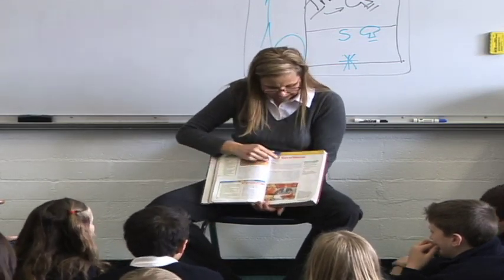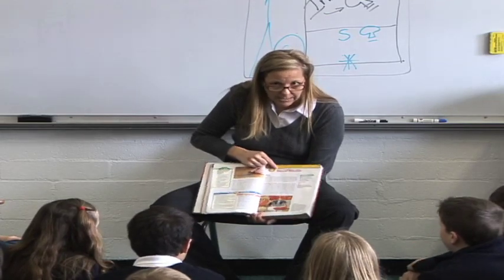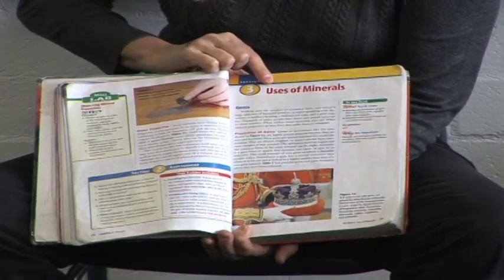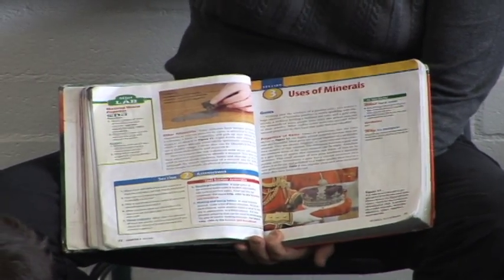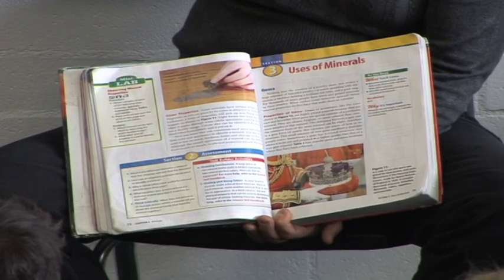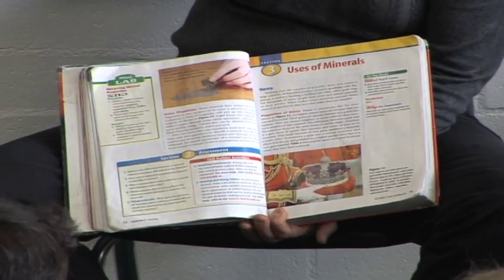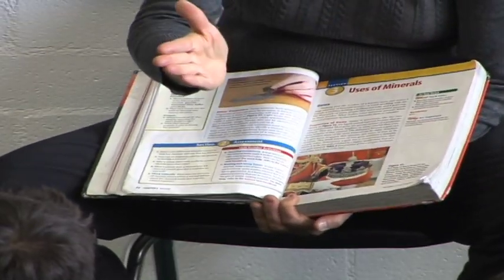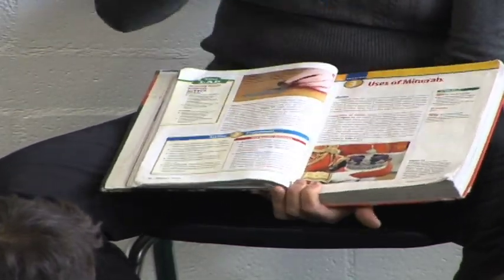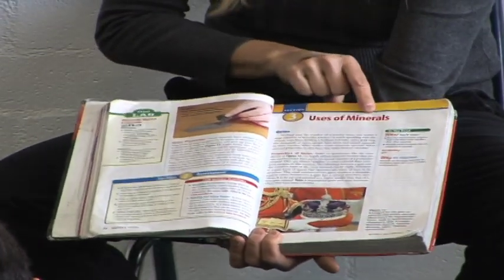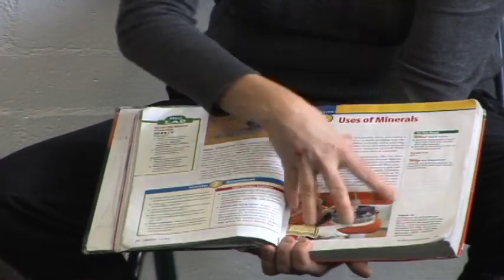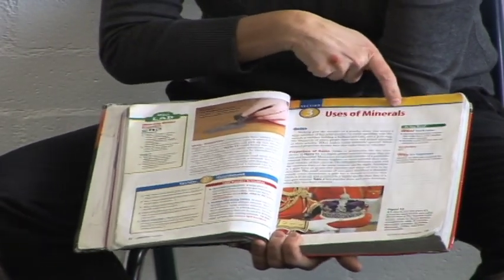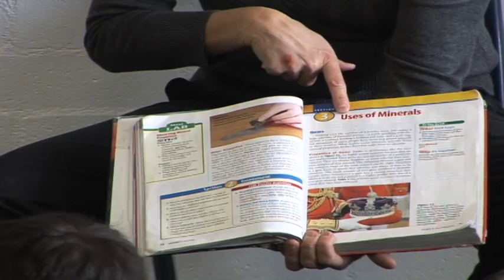So now look what I'm doing. I'm going to go over here and I'm looking for the introduction. In the introduction I know that I'm going to find a hook and the big idea. You've got it. And what's the big idea? Is it just a little detail or what the whole chapter is about? Now let's look at this. Uses of minerals, that's the title. So what's this whole section going to be about? Uses of minerals. How we use minerals. So it's going to be about minerals and how we use them.